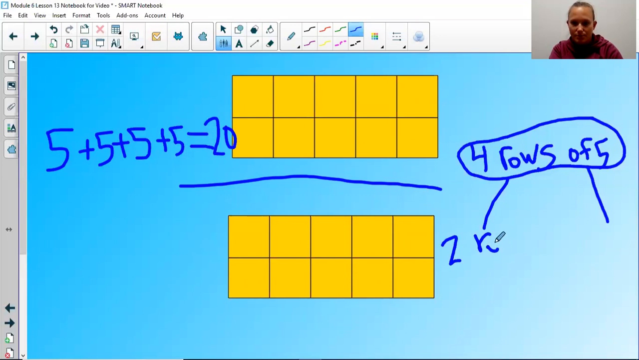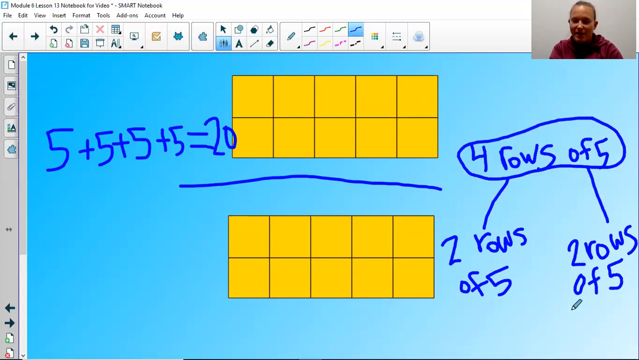2 rows of 5. And I'm going to write it again over here for my other part. 2 rows of 5. And now don't make fun of my handwriting. We know we always talk about in the classroom how these smartboard things are silly.